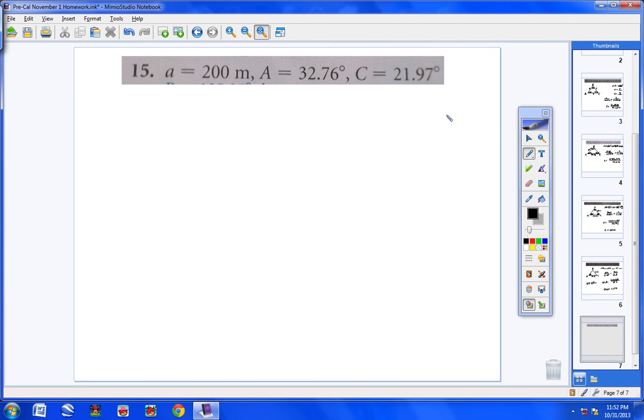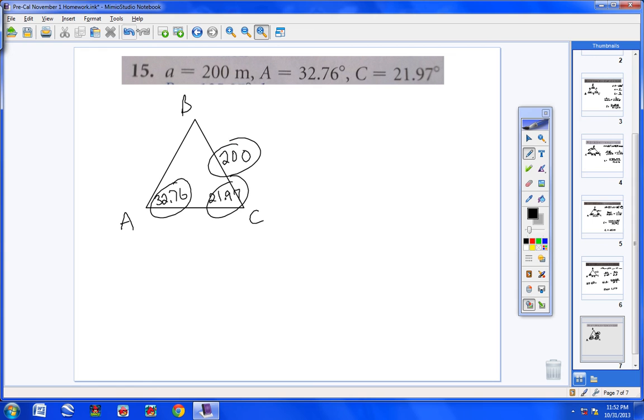Okay, and last but not least, number 15. We have triangle A, B, C. Side A is 200. Angle A is 32.76. Angle C is 21.97. And right away we see we have angle, angle, side, which is the easy type, so we don't have to worry about checking for no solution or two solutions.